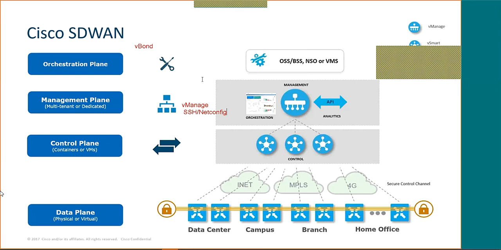Right. So vBond is basically, as I told you, for the centralized authentication and authorization of the devices. vManage is basically for the device management. vSmarts are going to be the control plane, like equivalent to BGP route reflectors.